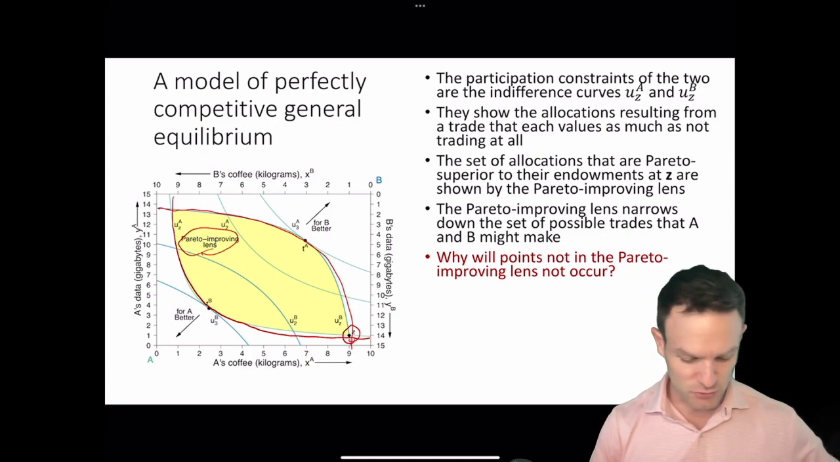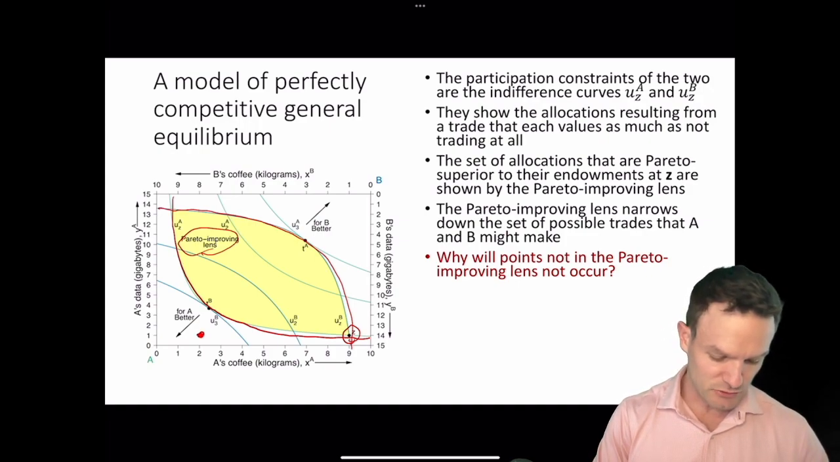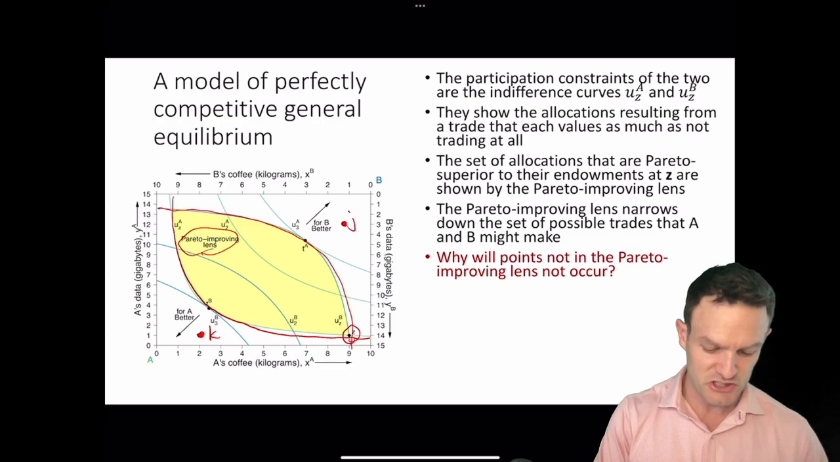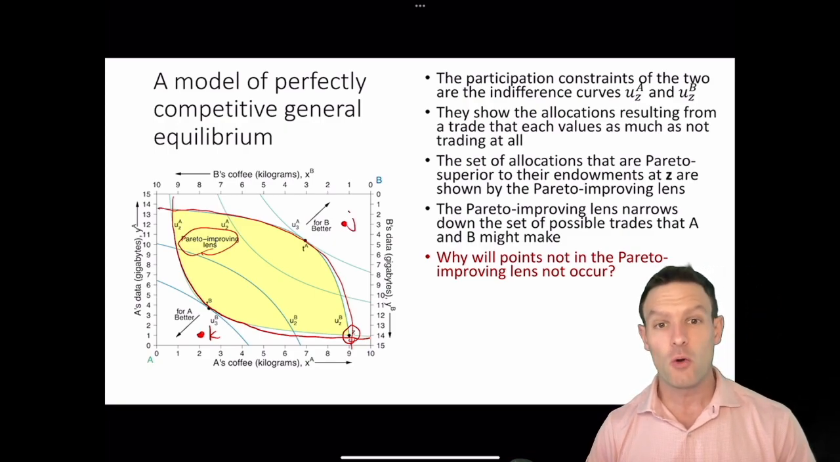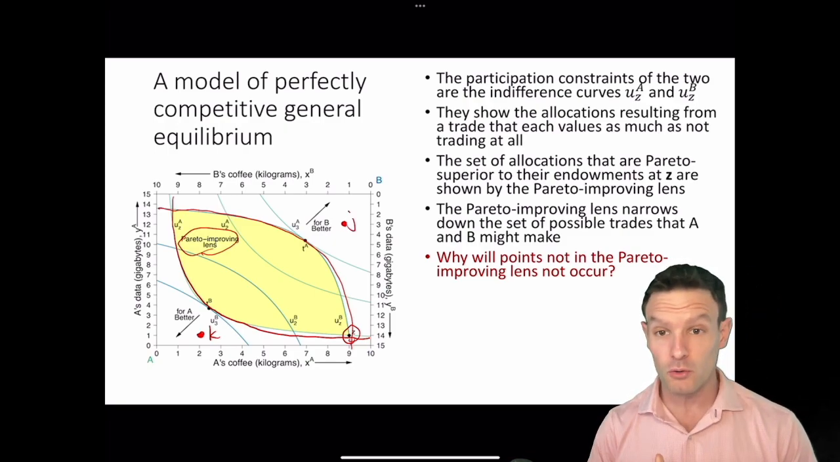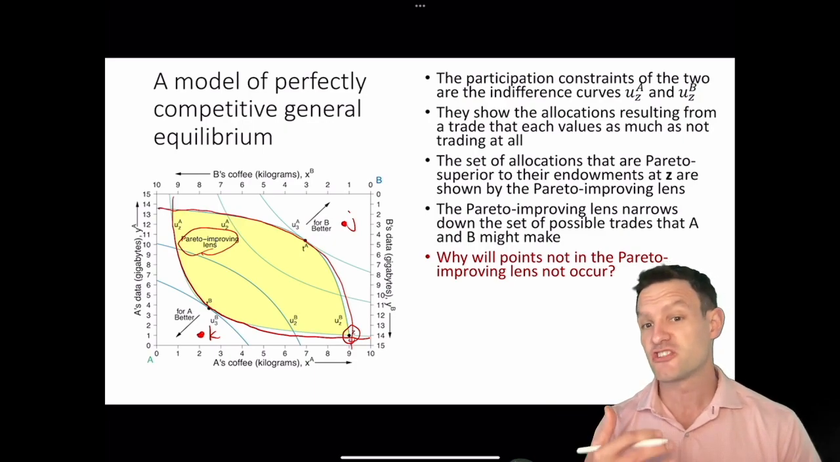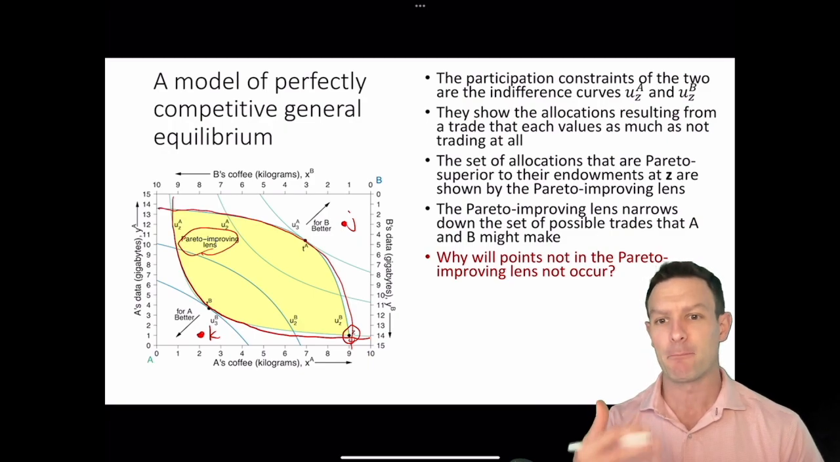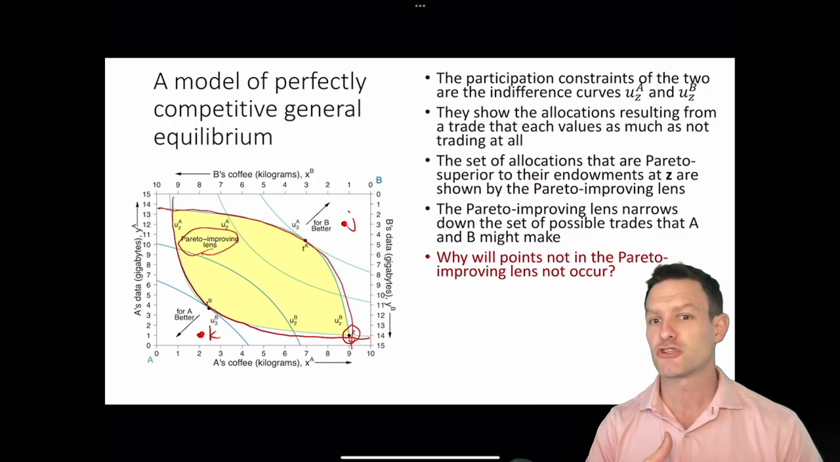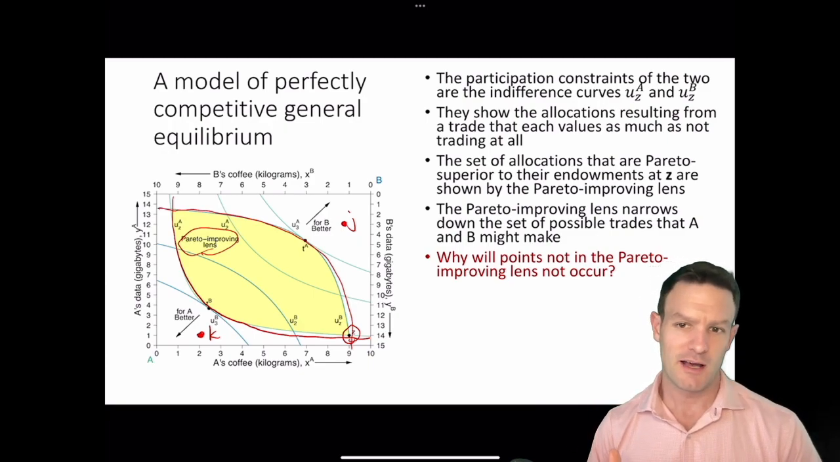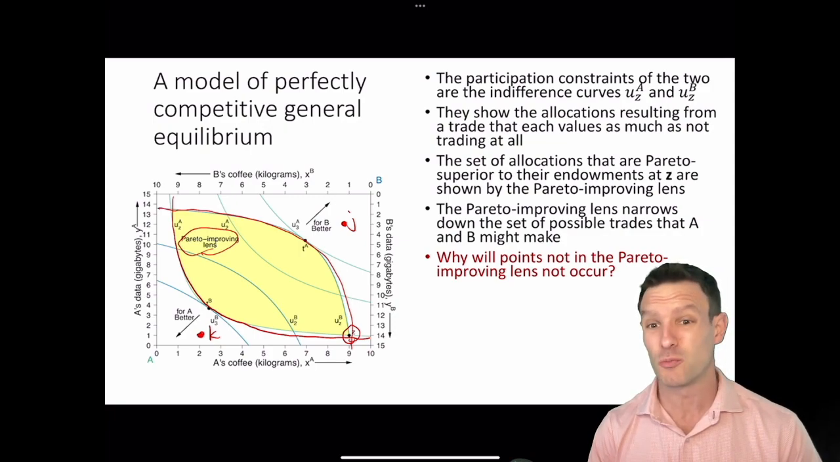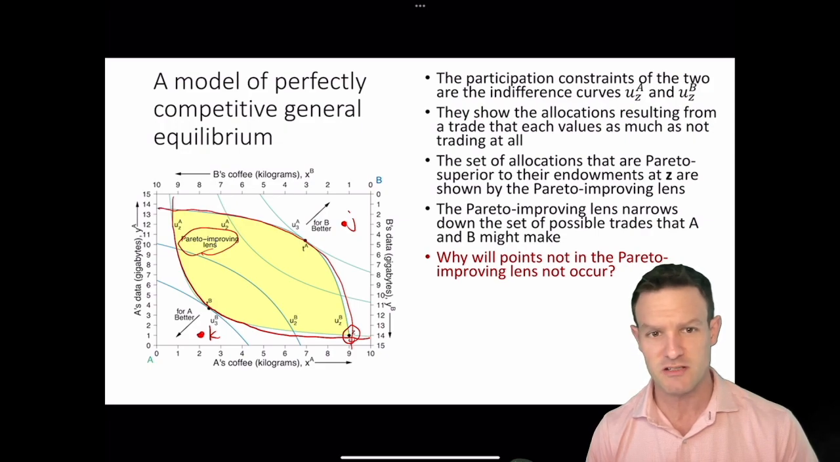So when we're thinking about this, we're wondering about a point like this over here, which I'm going to call point K, or a point like this, which I'm going to call point J. So point J, what is that? That is below Beatriz's participation constraint. She would not voluntarily agree to be at point J. So she's not going to choose to drop her coffee and data to such a low point because it takes her below the utility she would receive at her participation constraint.